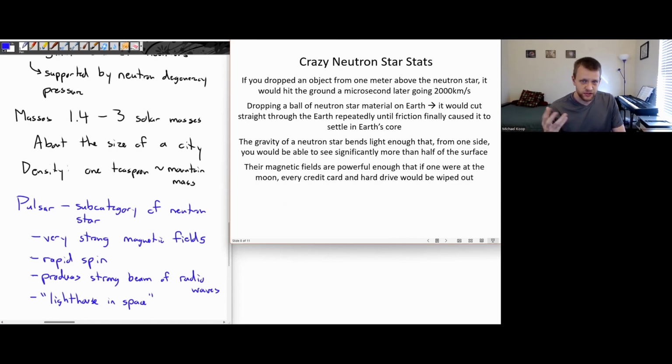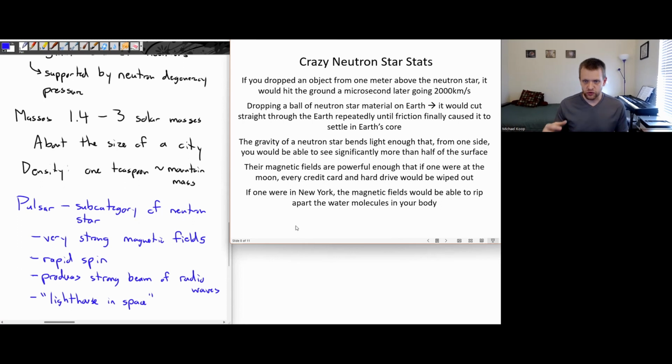Well, still not there. Let's try this one. I said that the magnetic fields of these neutron stars were very powerful. Well, how powerful is powerful? If one of these neutron stars was at the location of the moon, the magnetic fields would be strong enough to wipe every credit card and every hard drive on Earth.